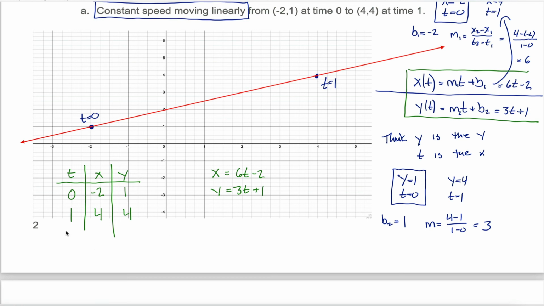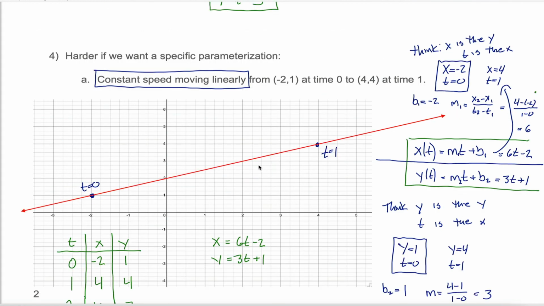If I was interested in where this particle would be at time 2, all I'd have to do is plug 2 into these equations. 6 times 2 is 12, 12 minus 2 is 10. 3 times 2 is 6, 6 plus 1 more is 7. At time 2, my x-coordinate would be 10 and my y-coordinate would be 7. Doesn't quite fit on the graph, but somewhere up here. Oh yeah, that makes sense. This thing is moving at a constant speed, so I'd move the same distance between time 0 and time 1 as I would between time 1 and time 2.